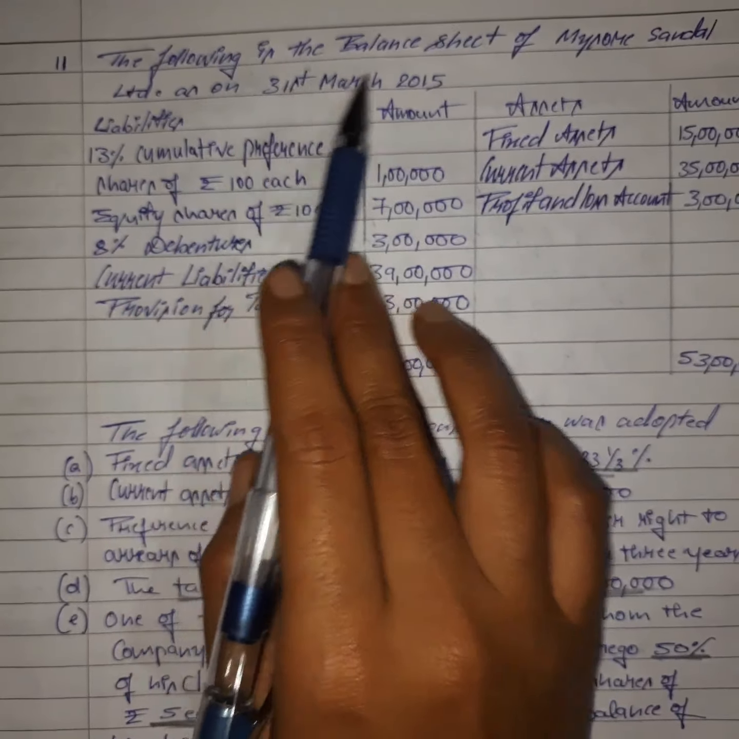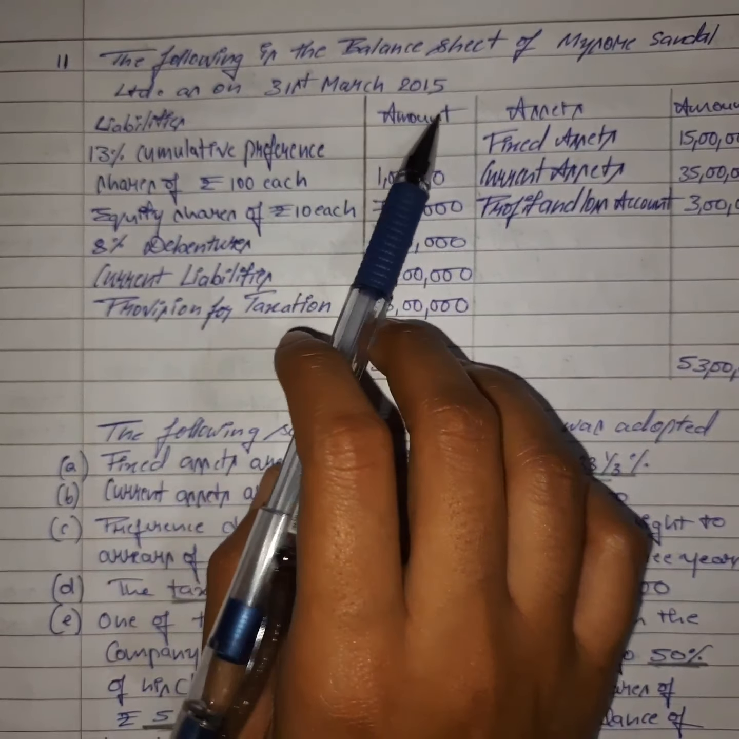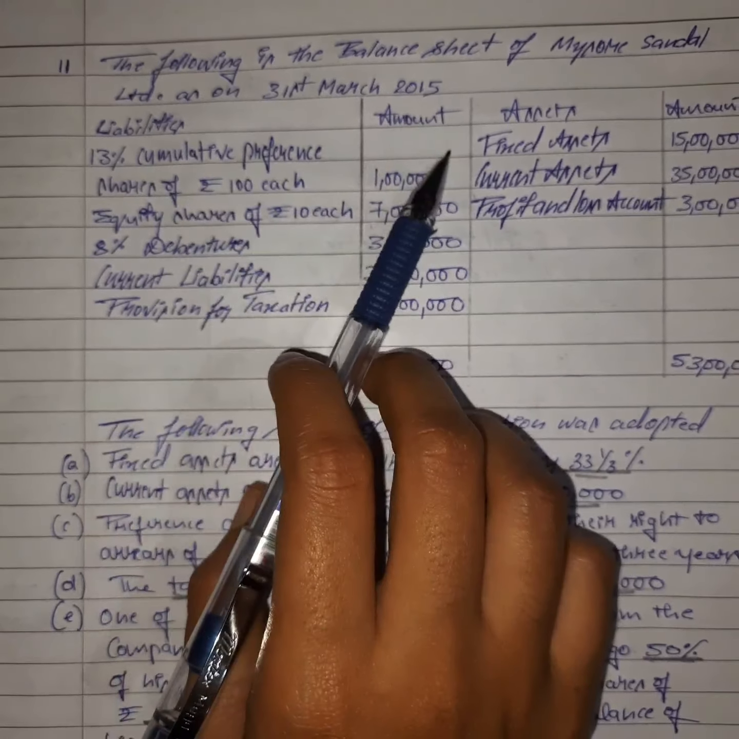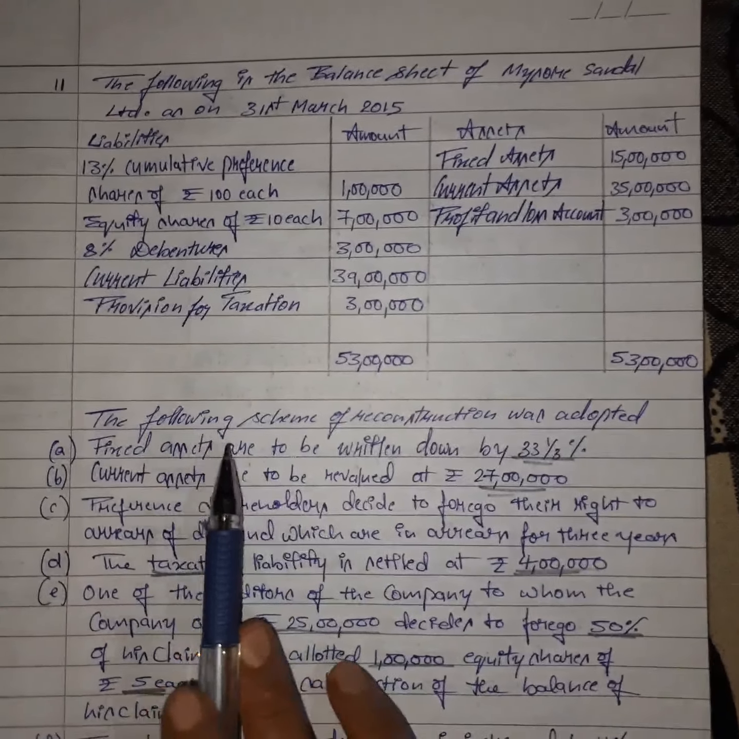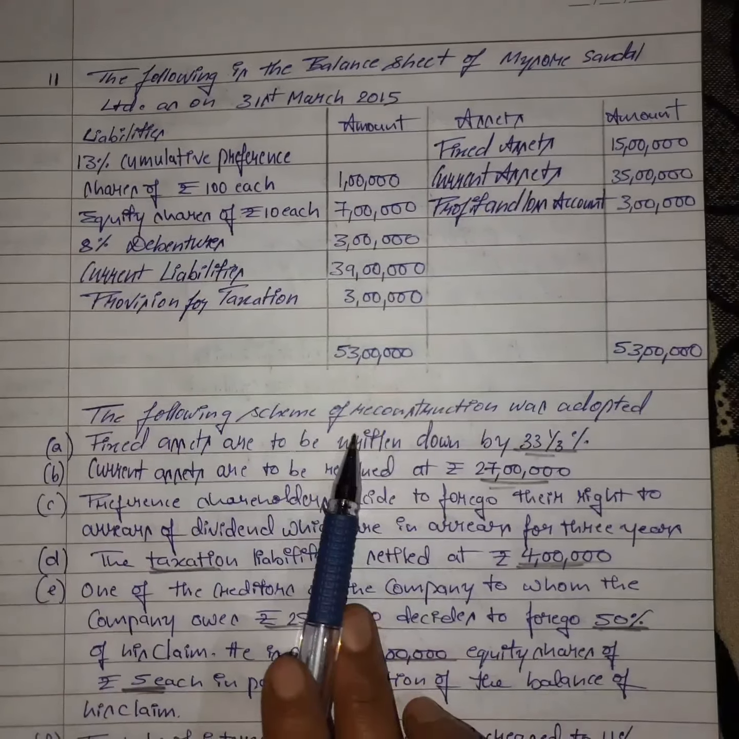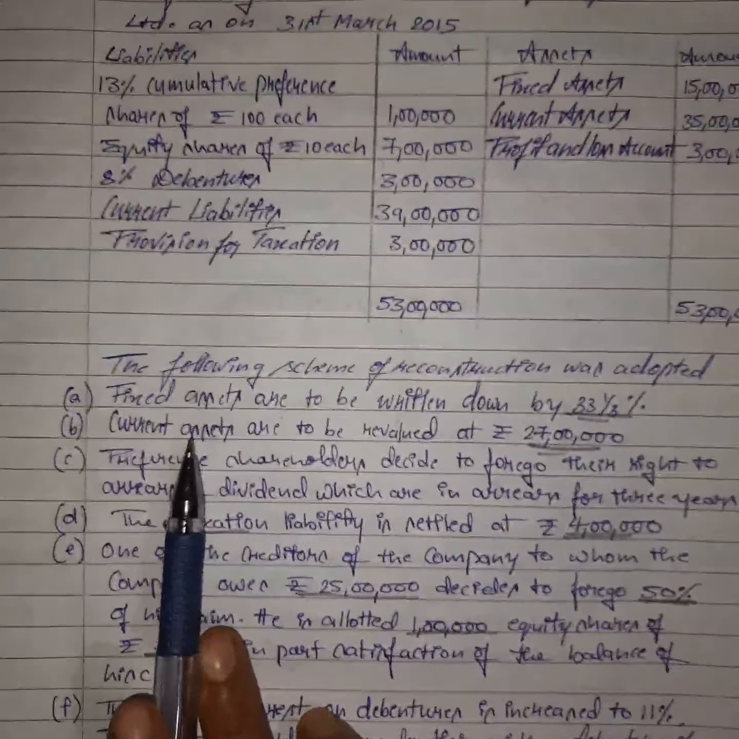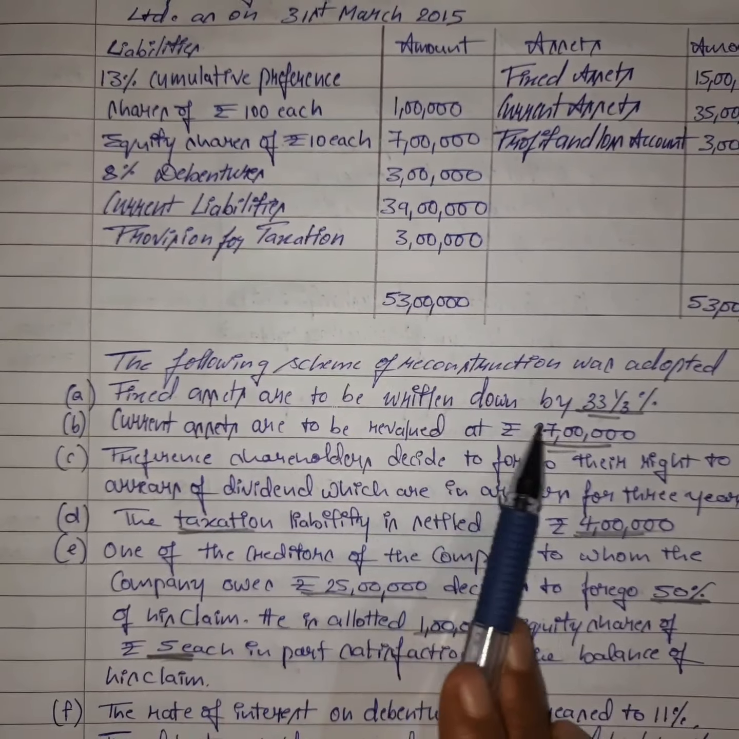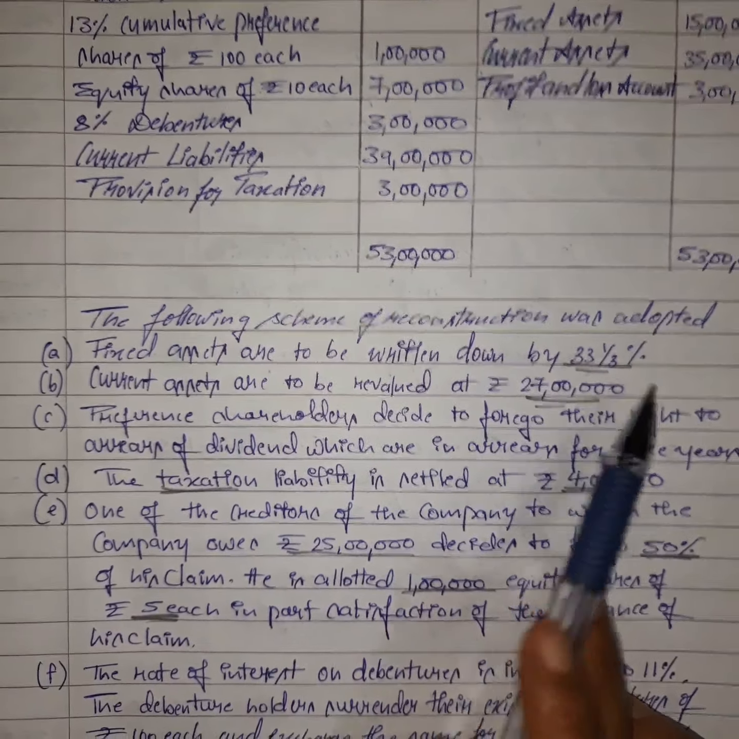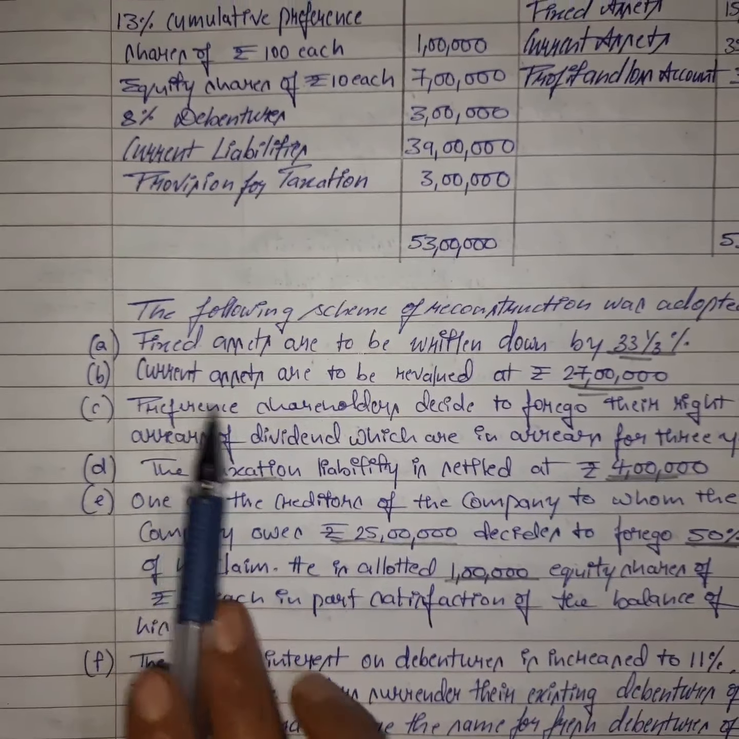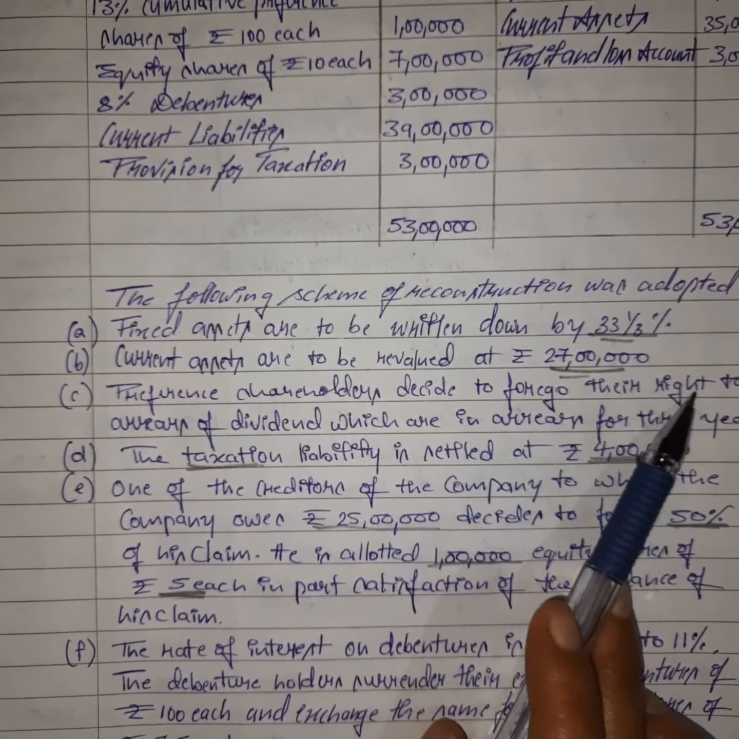11th problem. The following is the balance sheet of Mysore Sandal Limited as on 31st March 2015. Liabilities amount, assets amount. Coming to adjustment, the following scheme of reconstruction was adopted. Coming to first point, fixed assets are to be written down by 33 1/3 percentage. Coming to next point, current assets are to be revalued at rupees 27 lakh.